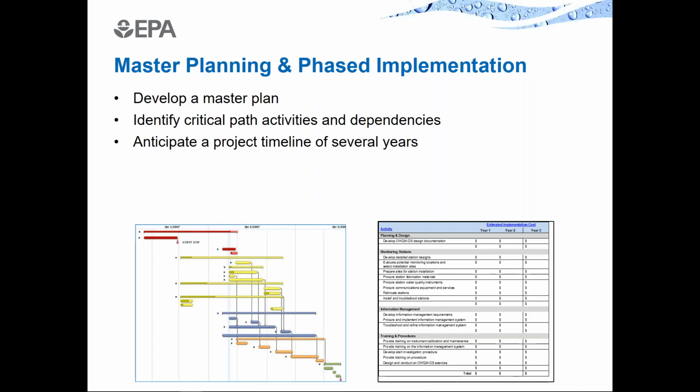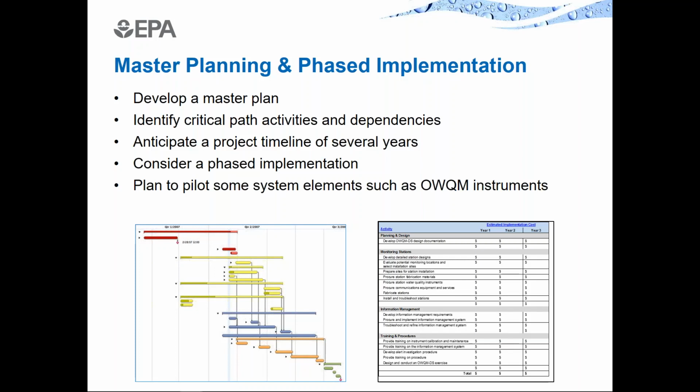Also, due to the complexity and in many cases constraints like capital budget constraints, the project must be spread out over a timeline of several years and ideally would be phased in stages so that at the end of every stage you do have a meaningful and useful improvement that gives your utility value.